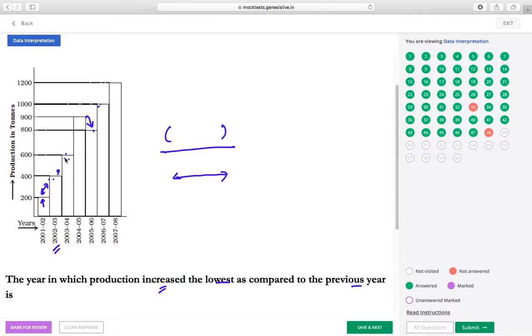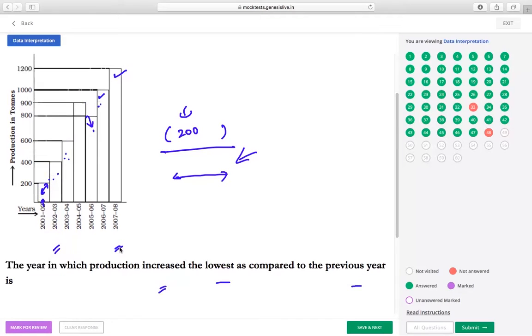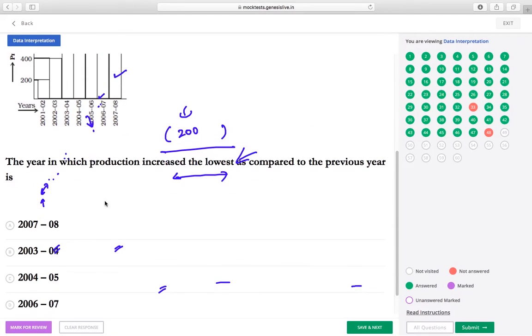So overall, if you have observed, the difference in the numerator is going to be 200 itself. So what we need to worry about is only the denominator. The denominator needs to be highest. So it is highest when you are comparing 1000 and 1200. Hope this is clear. So the year in which production increased the lowest as compared to the previous year is 7-8. That's it. There is no calculation actually, just the observation that you are supposed to do.